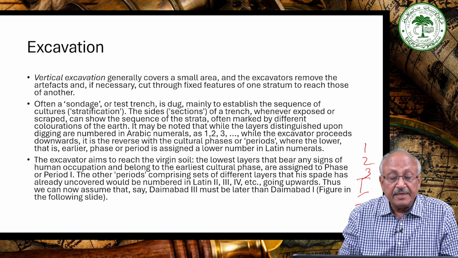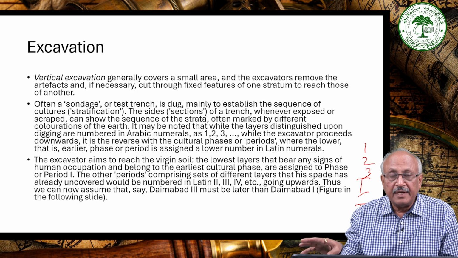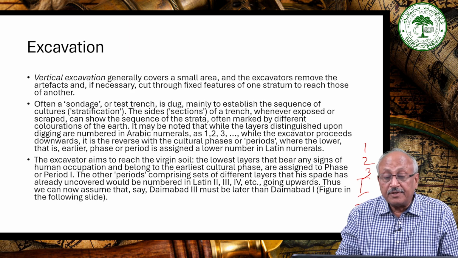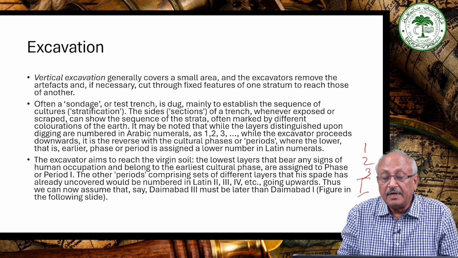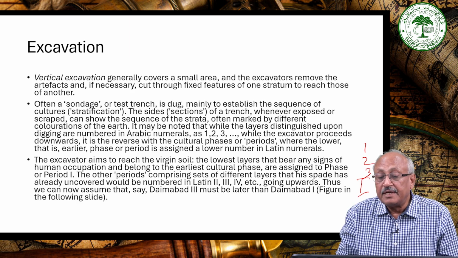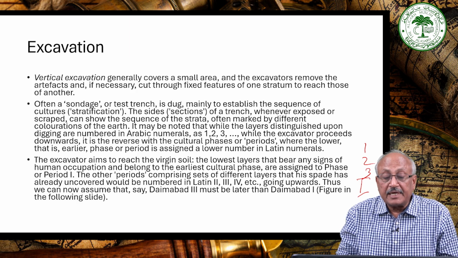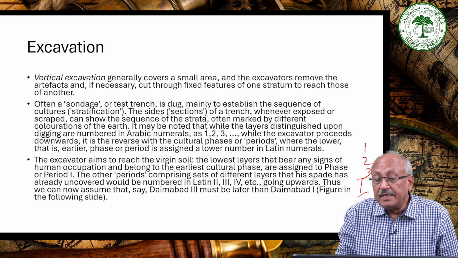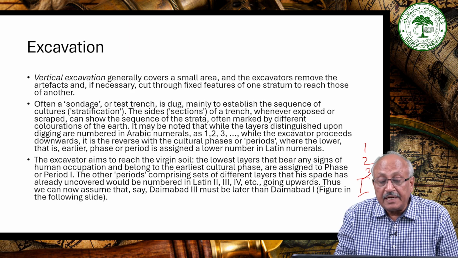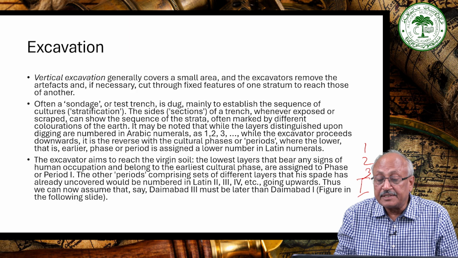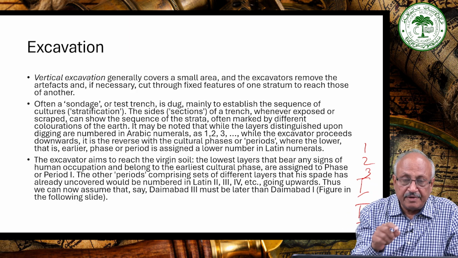So, the excavator aims to reach the virgin soil, from where you find no trace of any habitational site. So, the lowest layers that bear any signs of human occupation or belong to the earliest cultural phase are assigned to phase or period 1. The other periods comprising sets of different layers that could be excavated would be numbered in Latin 2, 3, 4, etc. going upwards. This we can illustrate just now with the help of a diagram.